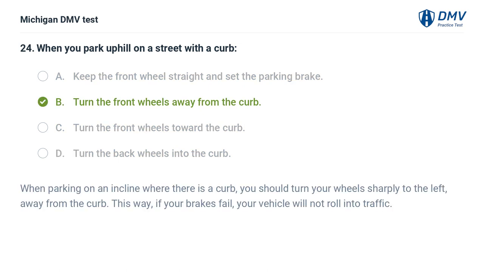B. turn the front wheels away from the curb. When parking on an incline where there is a curb, you should turn your wheels sharply to the left, away from the curb. This way, if your brakes fail, your vehicle will not roll into traffic.